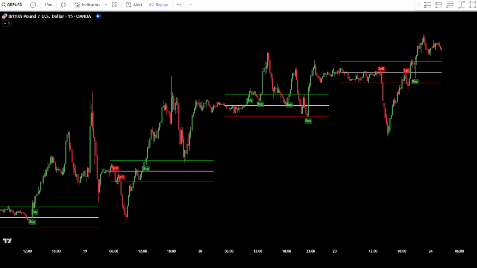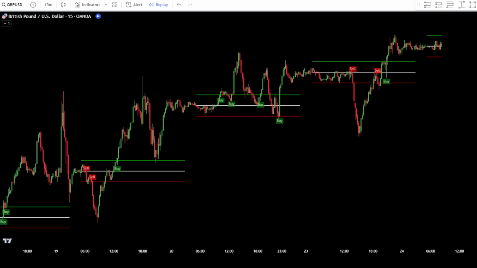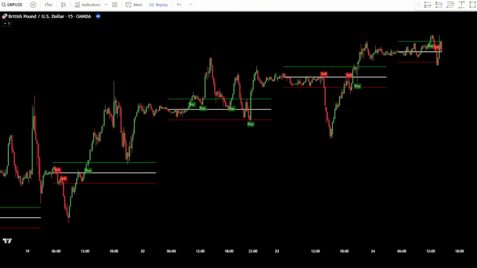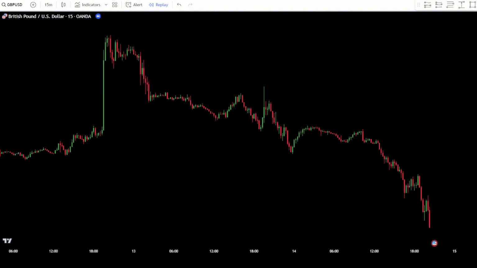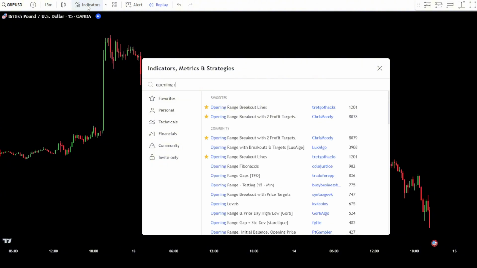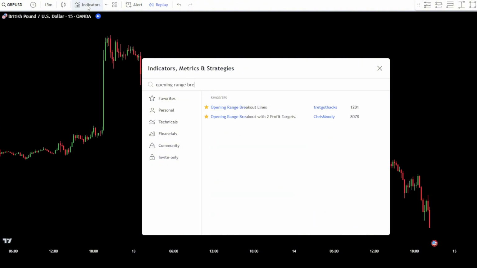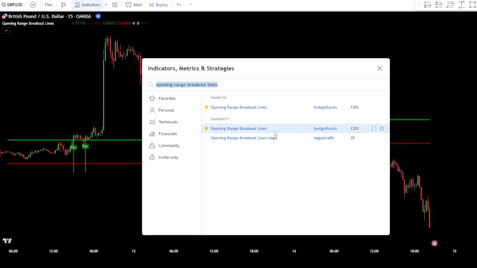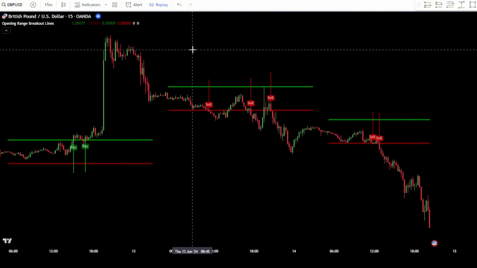Let's get started. To use this breakout trading strategy, you can start by opening TradingView. Then, go to the Indicator Search tab. In the Indicator Search tab, type Opening Range Breakout Lines. Next, select the Opening Range Breakout Lines indicator by this creator. After that, make a few adjustments to the Breakout Lines indicator.